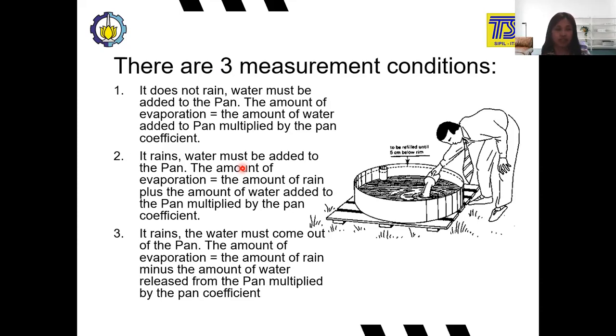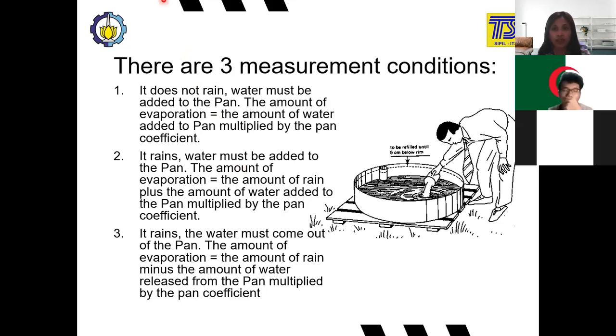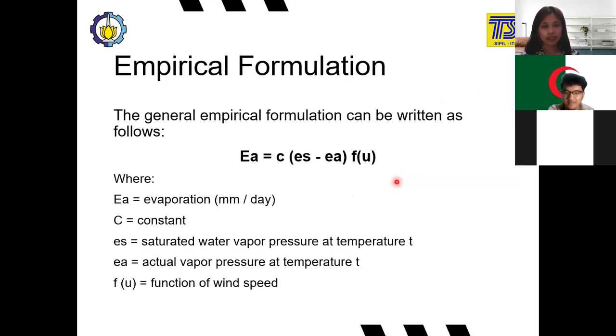And then if it rains and the rain is too much, we have to throw away water from the evaporation pan. So if it rains and the water must come out of the pan, we can calculate the amount of evaporation based on the amount of rain minus the amount of water released from the pan, multiplied by the pan coefficient. So this is where we use the pan coefficient when we want to calculate the amount of evaporation. There is also an empirical formula to calculate the evaporation.